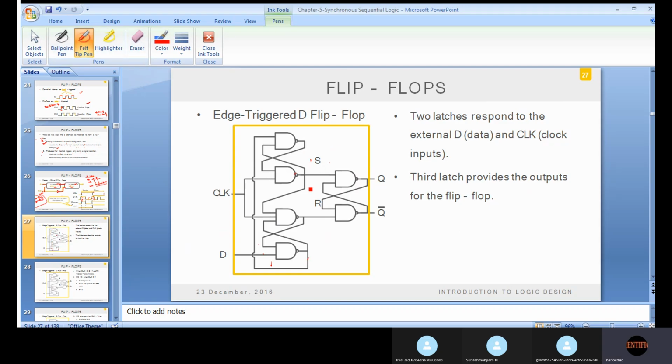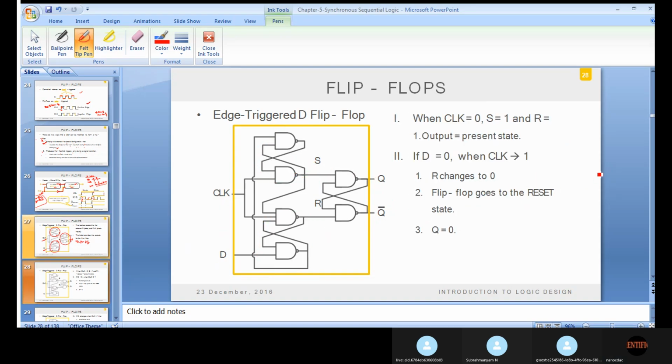Same thing. 2 latches, this is one latch and this is the other latch. These 2 latches respond to the external clock signal and data D, they respond to clock and data. Okay, the third latch provides the output for the flip flop. Okay, so this is called as edge triggered D flip flop. Okay, we will see the operation of edge triggered D flip flop.